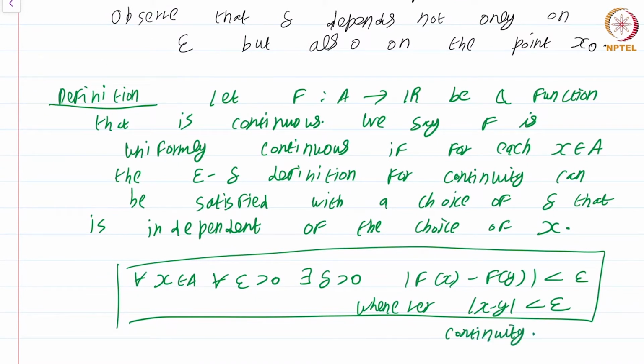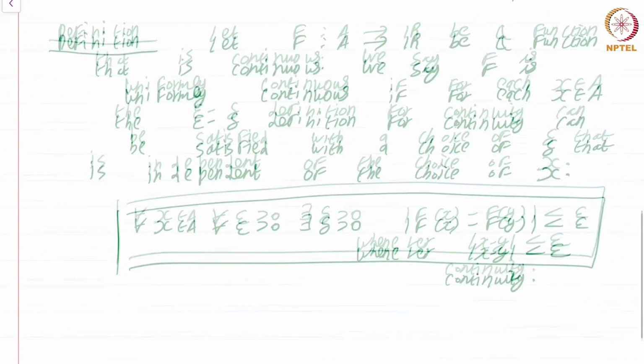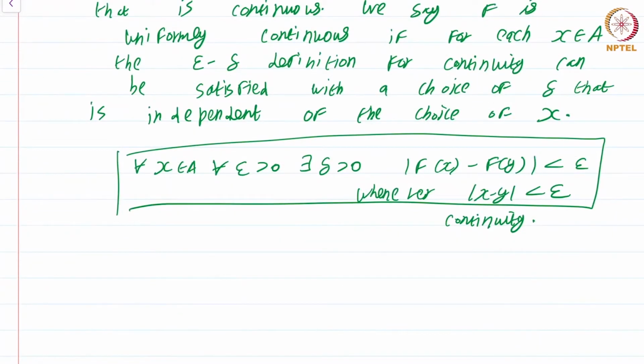What it says is for each point x in A and for each choice of epsilon greater than 0, there is a delta greater than 0 such that something happens. Okay. Now, this is the definition of continuity. A slight twist would give you the definition of uniform continuity. The choice of delta should be independent of x.